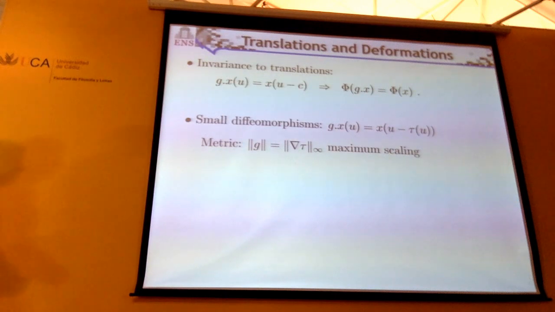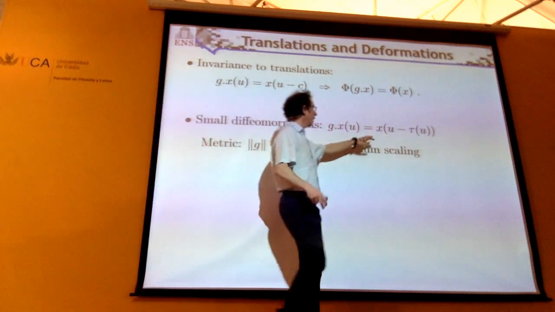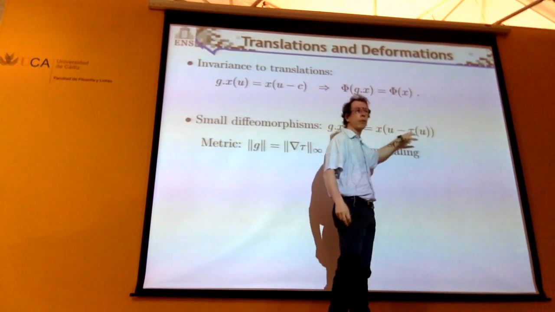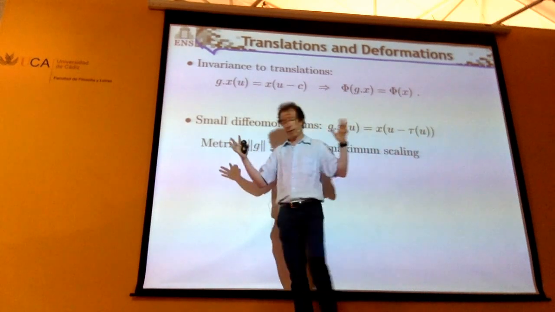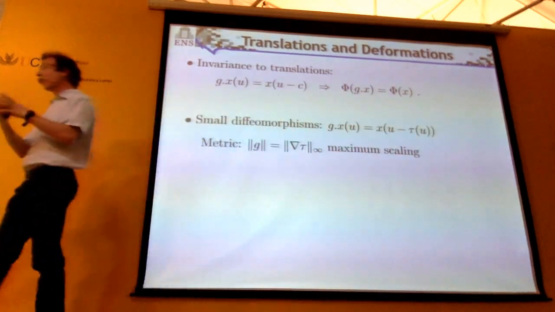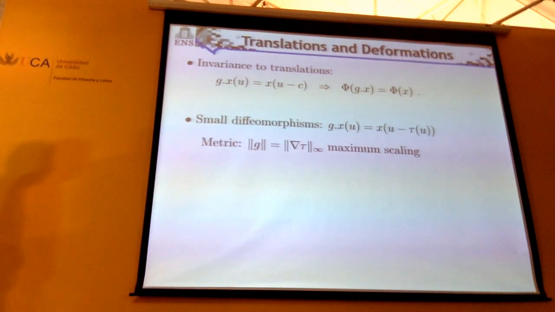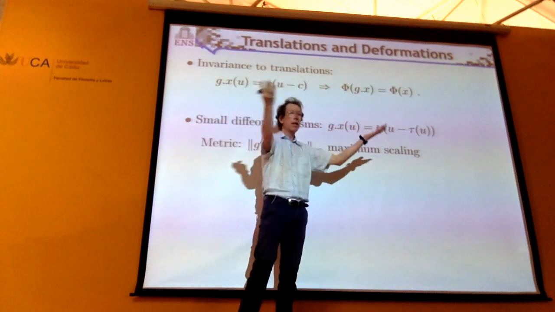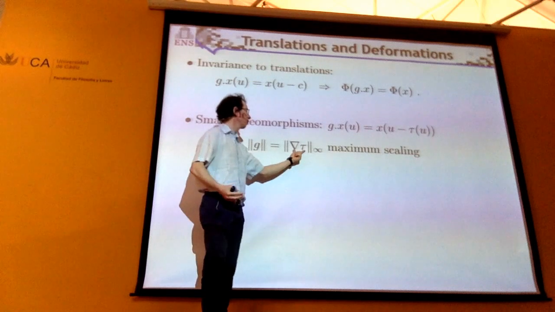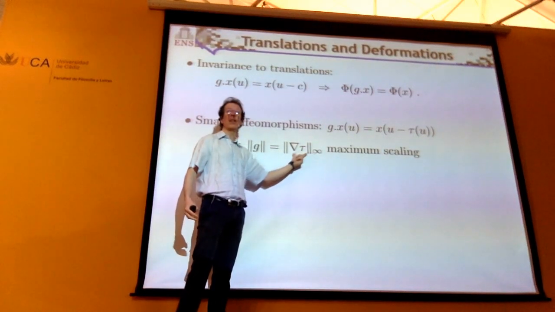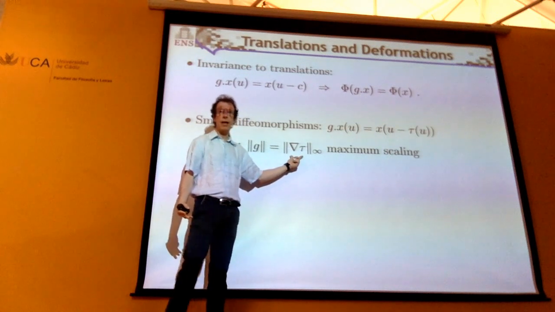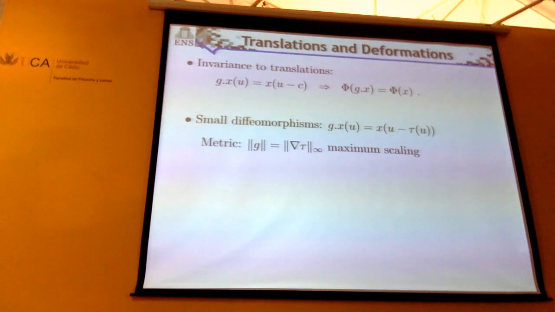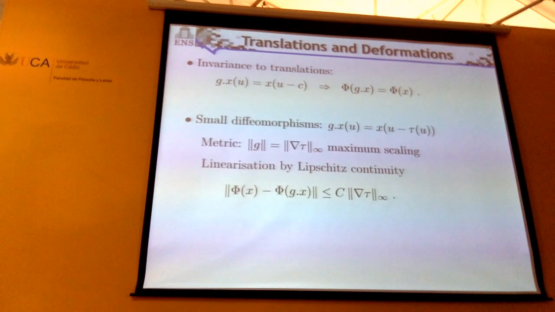Now, diffeomorphism. As I said, the diffeomorphism consists in taking the image x and translating each point u by an amount that depends upon u. So the fact that tau now depends upon u means that you can have squeezing or dilation effect. The amount of variation of a distance in the image plane is at most by a factor of the maximum value taken by the Jacobian, that you can verify. And that's the definition of a weak metric over diffeomorphism. So that's the size of the diffeomorphism.